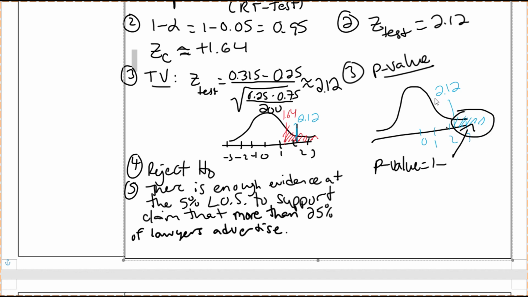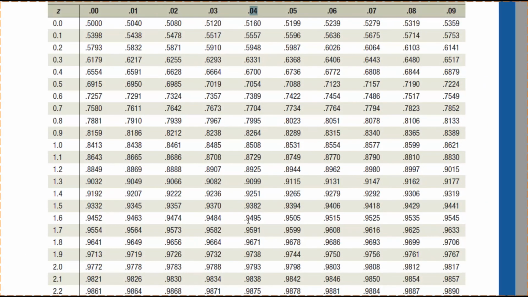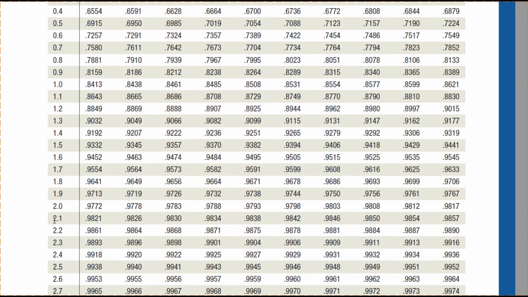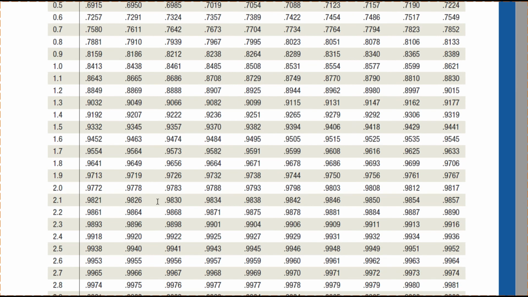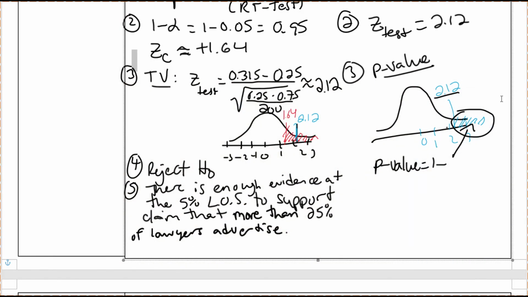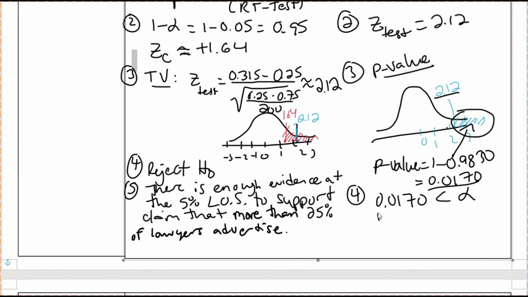So we're going to look up, of course, the 2.12. If we go to the positive 2.12, that means our area is 0.983. But of course, that doesn't make any sense because this is a small area, which is why we do 1 minus. So 1 minus 0.983 gives us 0.0170. And then step 4, that number right there is less than my alpha, so therefore we reject.